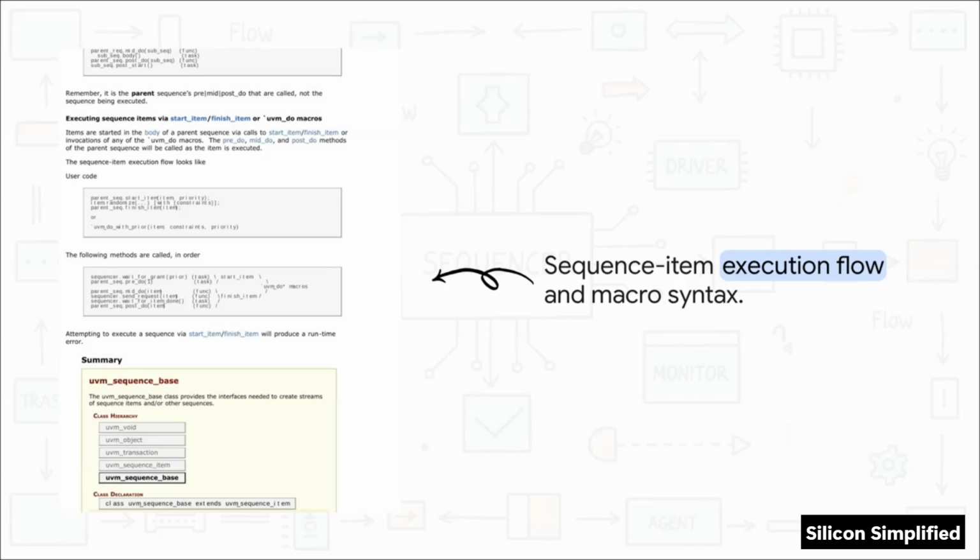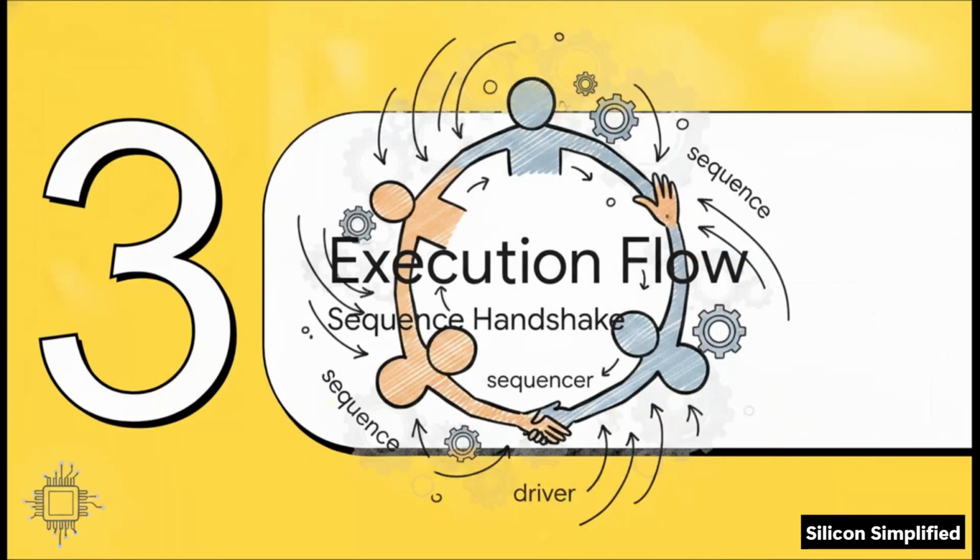But a quick word of warning, while macros save a ton of time and visual space, understanding the underlying manual steps is absolutely crucial. When you inevitably find yourself deep in a debugging session trying to figure out why an item didn't generate correctly, knowing those 4 steps is what will save you. Section 3, Understanding the Execution Flow.